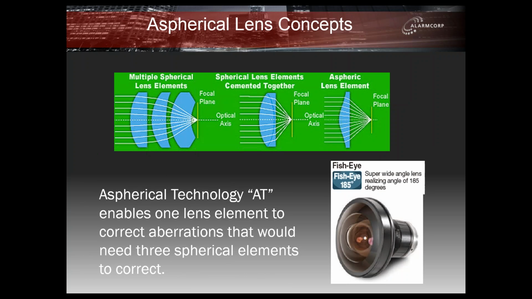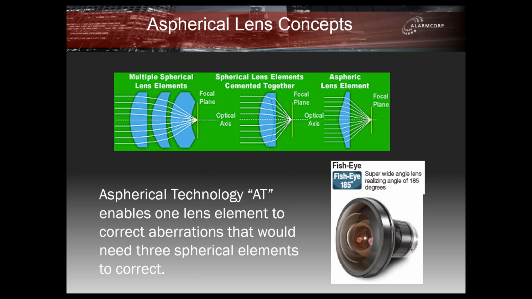Partly, some of the reason why the fisheye lenses are so accurate is that Fujinon, in their broadcast television division, designed and improved the optical performance while reducing the overall size and weight. Aspherical technology enables one lens element to correct aberrations that would need three spherical elements to correct, making it a compact size, wide angles, and improved brightness, the f-stop.